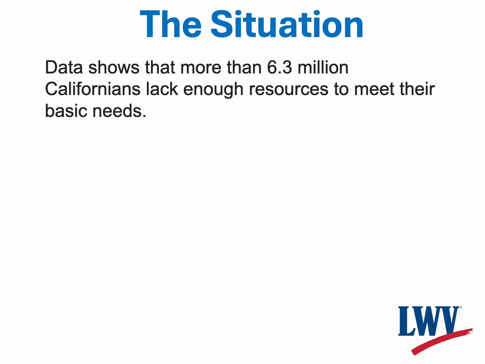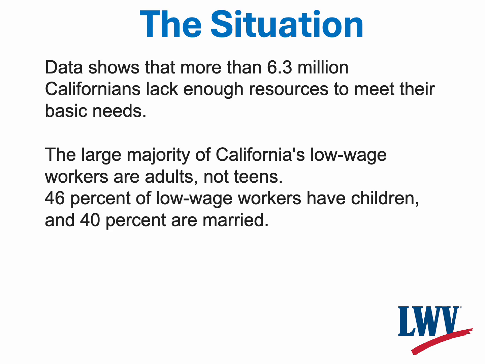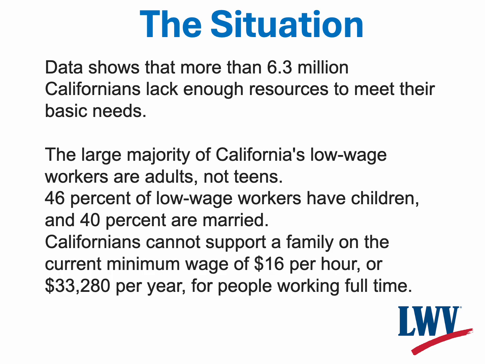More than 6 million Californians do not have enough money to meet their basic needs. And they're not teenagers in the main, they're adults. 46% of them have children and 40% are married. No one can support a family on the current minimum wage of $16 per hour for people working full-time. They do not have enough money to meet basic needs, and they will need to rely on public resources to make up the difference.